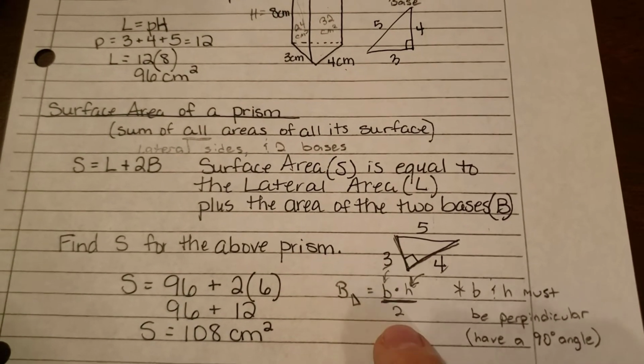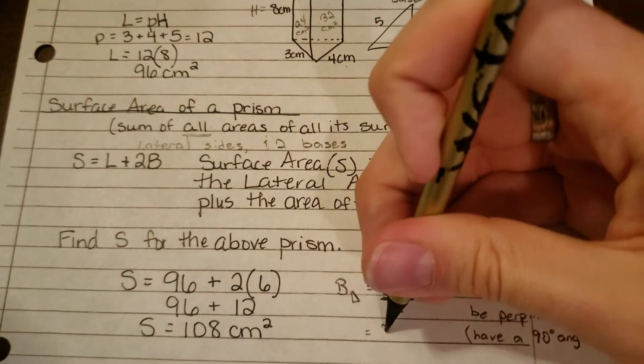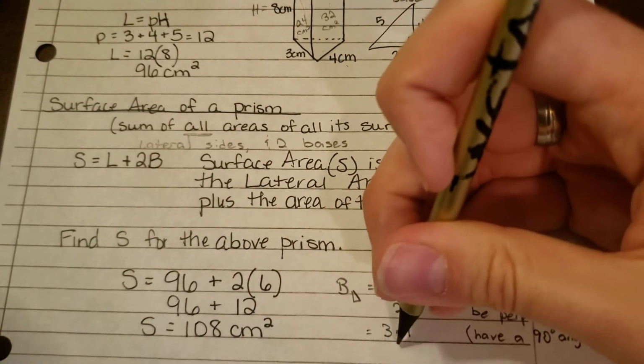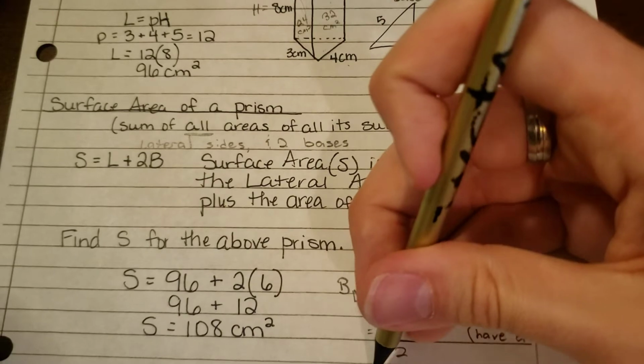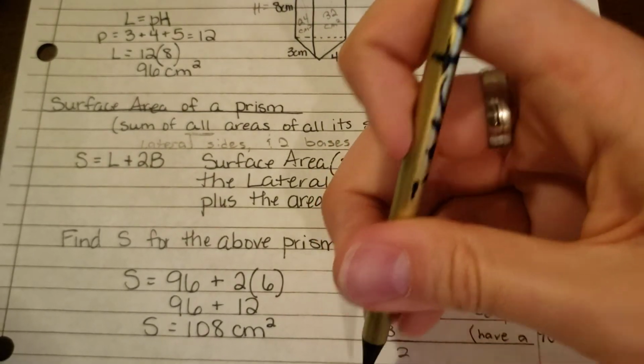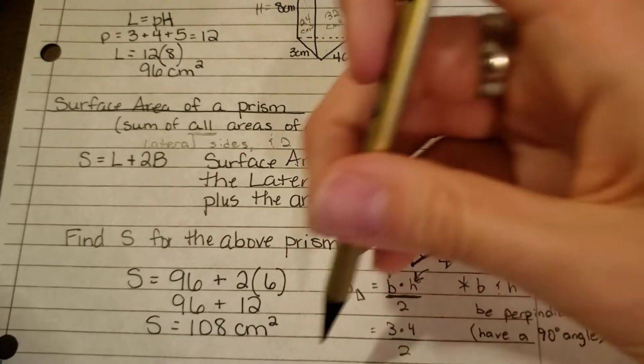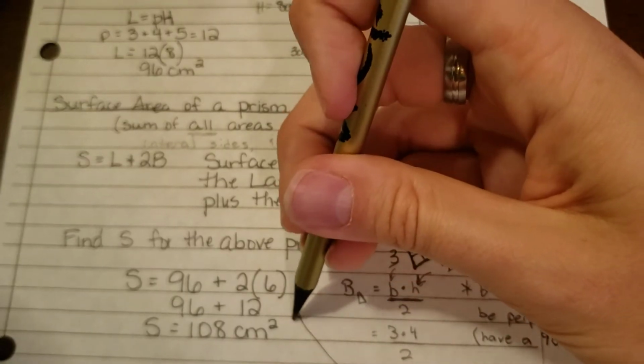Okay, 3 times 4 divided by 2 equals 6. So my base equals 6 centimeters squared. I'm going to put that value in there.